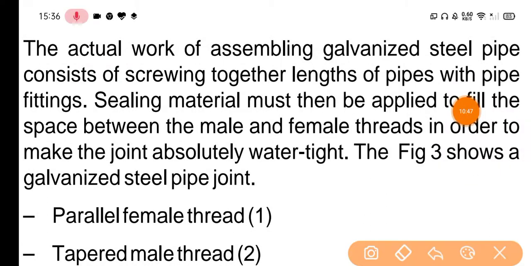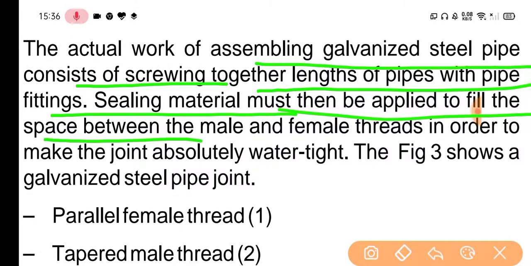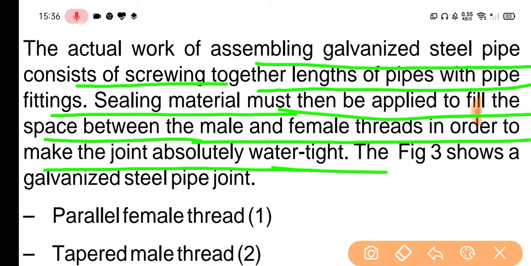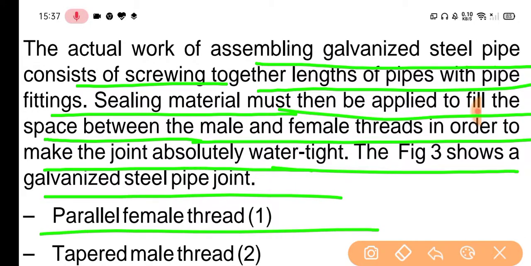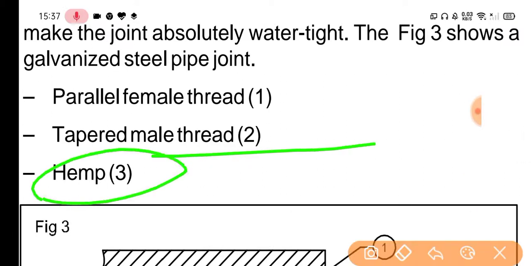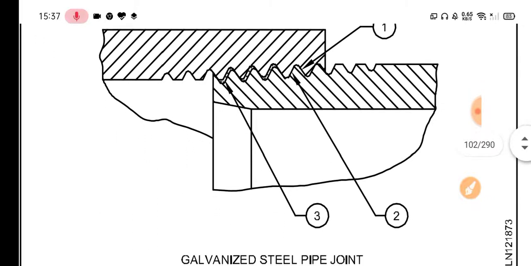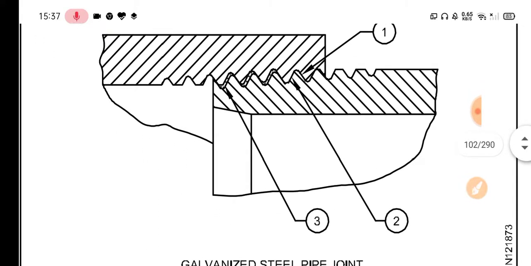The actual work of assembling galvanized steel pipe consists of screwing together lengths of pipe with pipe fittings, with sealing material applied under force to fill the space between the male and female threads in order to make the joint absolutely watertight. Picture 3 shows a galvanized steel pipe, with parallel female threads 1 and tapered male threads 2. Picture 3 shows the galvanized steel pipe.